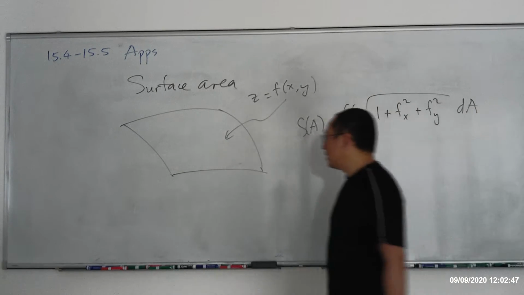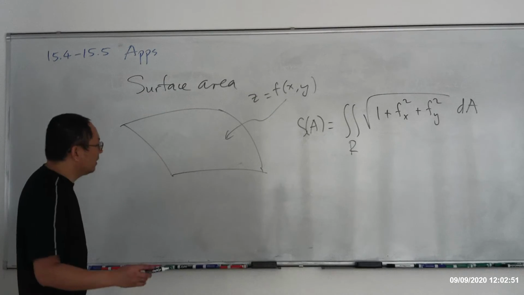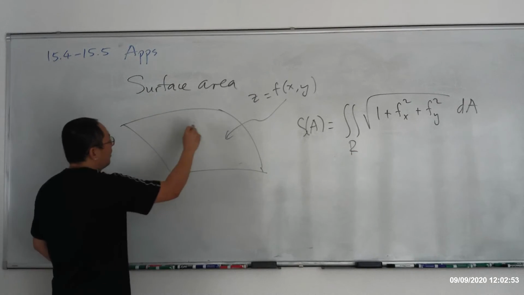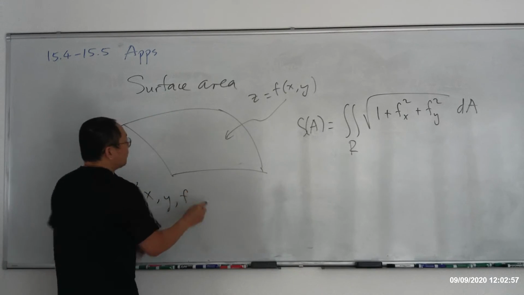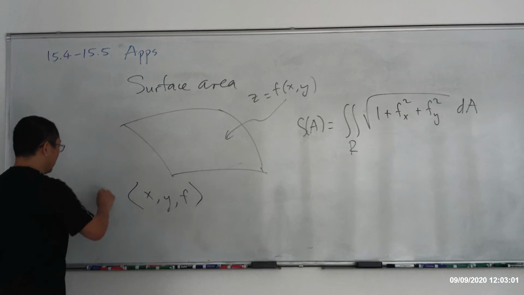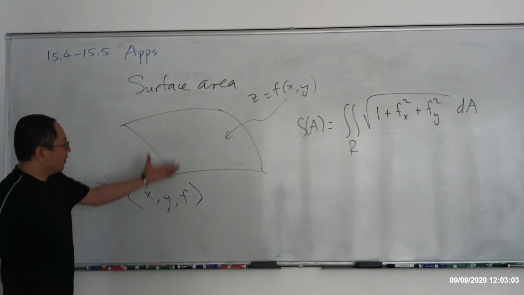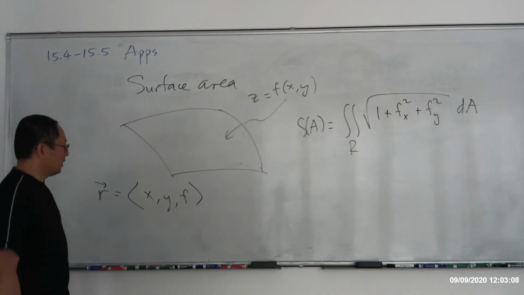Okay, so I think it's better to explain to you using vectors. I don't think the book showed it to you. Do it this way. Think of any point on the surface as a vector with x, comma, y, comma, f, right? f stands for z, f(x,y). Okay, this is vector R, and this is the vector formula for that surface. At any point x, y, you have a point on the surface.